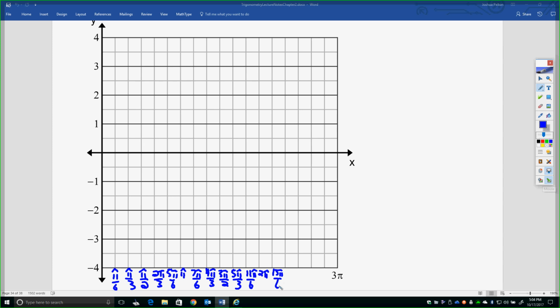13/6, 14/6, 15/6, 16/6. That's 8 pi over 3. And 17/6, and 18/6 for 3 pi.